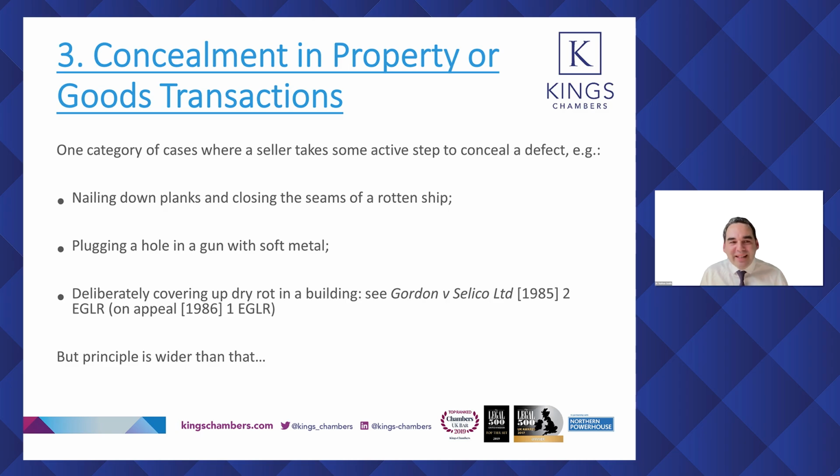One is nailing down planks and closing the seams with rotten ship. The second, plugging a hole in a gun with soft metal. It's a bit extreme. And thirdly, more recently, deliberately covering up dry rot in a building that someone was going to sell. That's a case called Gordon and Sellico. But again, the principle that you can have representations by conduct is wider than this category too.